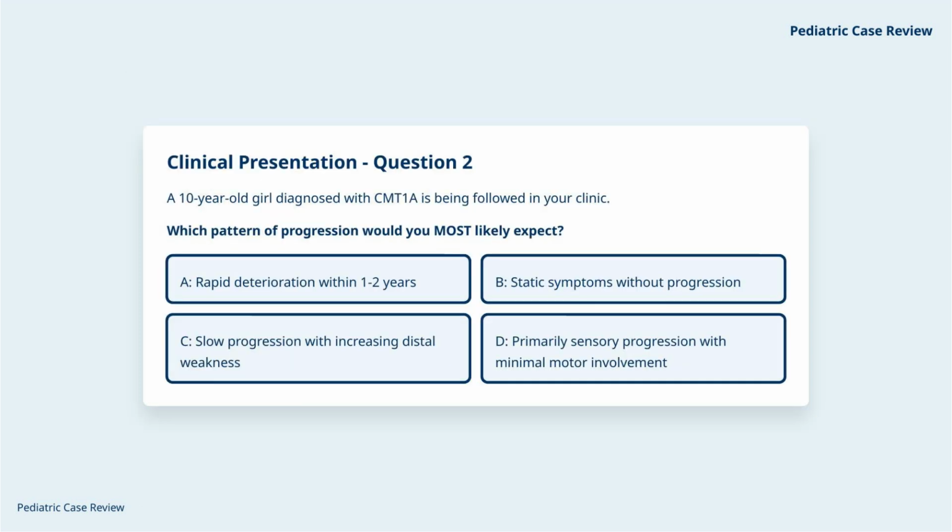Our next case involves a 10-year-old girl diagnosed with Charcot-Marie-Tooth type 1A who is being followed in your clinic. Which pattern of progression would you most likely expect? A. Rapid deterioration within 1 to 2 years. B. Static symptoms without progression. C. Slow progression with increasing distal weakness. D. Primarily sensory progression with minimal motor involvement.